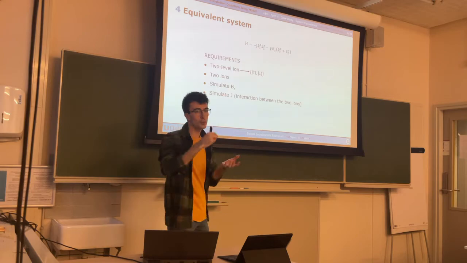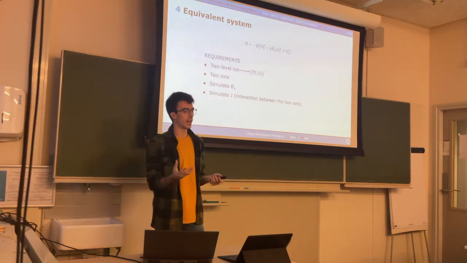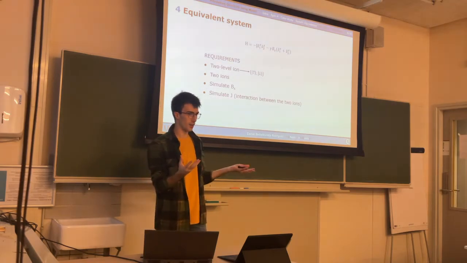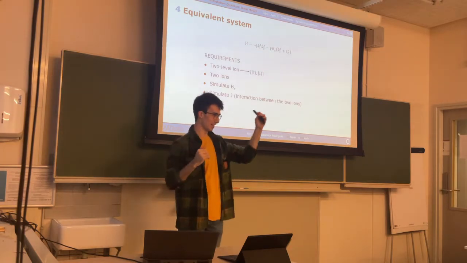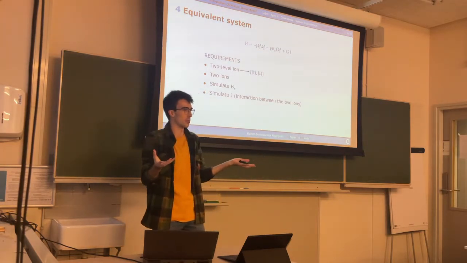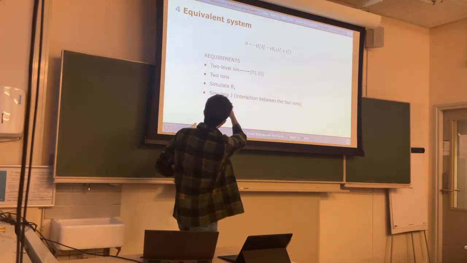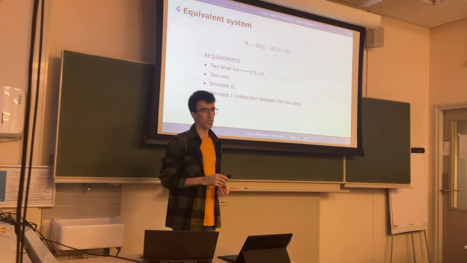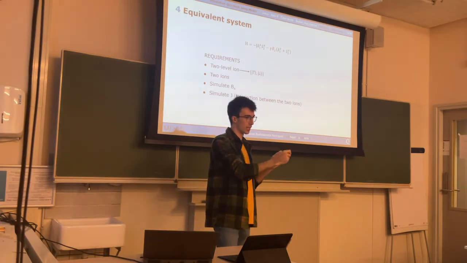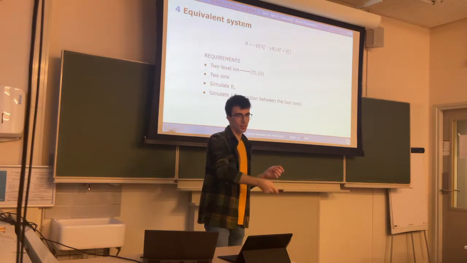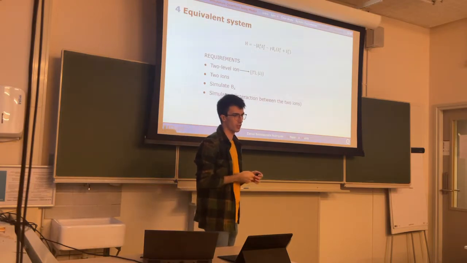Now in our case, this object will be an ion, which will be fixed in some position. And now if you take another ion, you will have one ion with two levels and the other one with two levels. So you will have your two spins that you need for the system. Now the third requirement is to be able to replicate somehow this interaction between the spin and the magnetic field. And the final requirement is to simulate, of course, the spin-spin interaction.